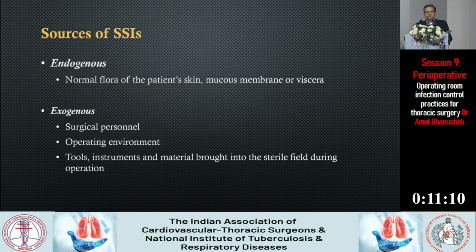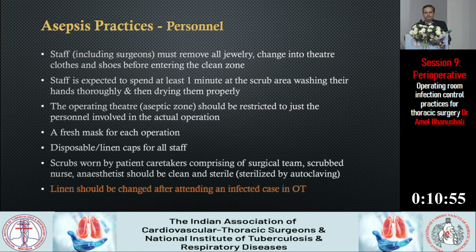What are the sources of surgical site infections? They can be either endogenous, that is normal flora of the patient's skin, mucous membrane or viscera, and exogenous, that is surgical personnel, the operating environment and tools, instruments and materials brought into the sterile field during operation.